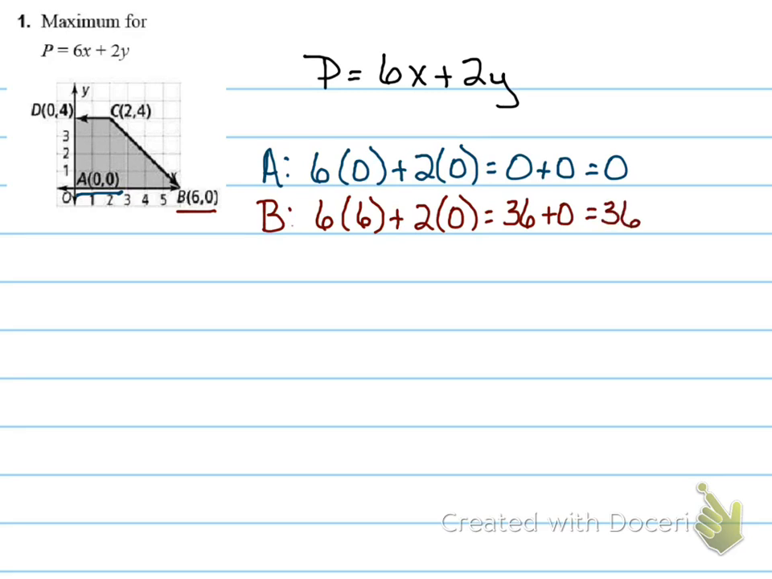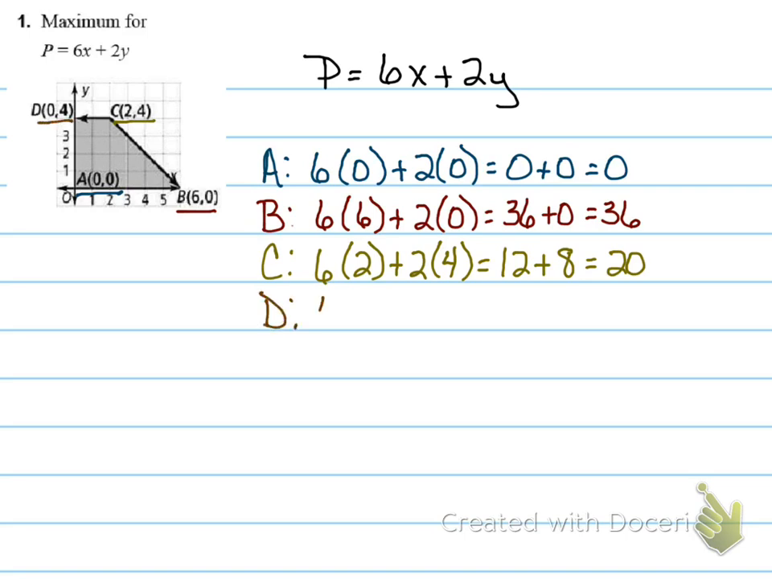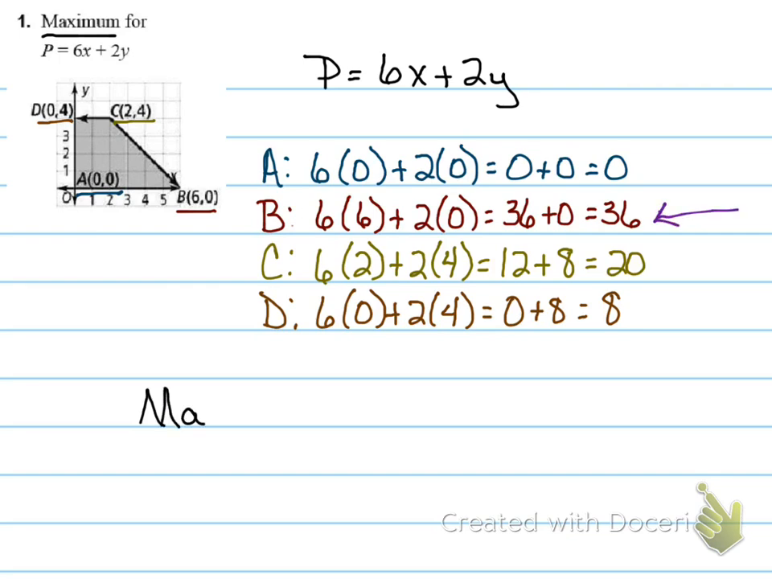Okay, so for A, at 0, 0, we ended up with a total of 0. At B, at 6, 0, we ended up with a total of 36. At C, the point is 2, 4. We end up with a total of 20. Point D ends up giving us a total of 8. Okay, it asks us for the maximum, which is right here on my 36. So my maximum is P is 36 at 6, 0, which is point B.